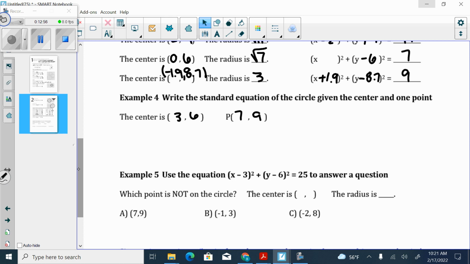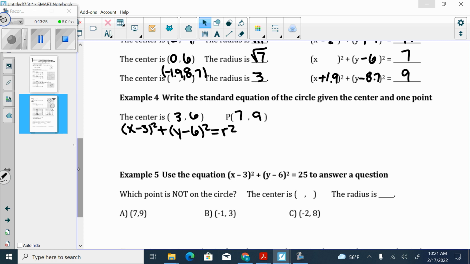If I was to write this as an equation, in my first parenthesis I would have x minus h, squared, plus y minus k, squared, equals r squared. Do we know r? No. So we need to find r so that we can finish out this equation.